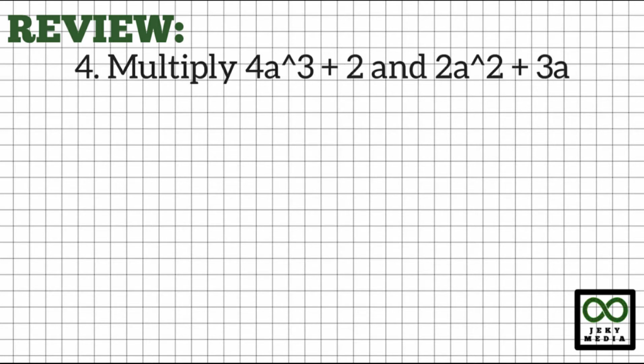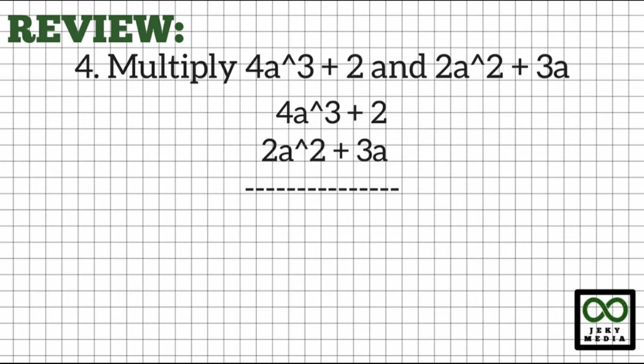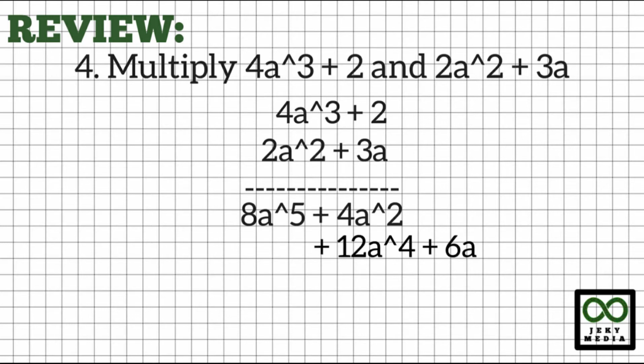Number 4. Multiply the quantity 4a cubed plus 2 and 2a squared plus 3a. Multiply the first terms of each polynomial. 4a cubed times 2a squared. The product is 8a raised to 5. 2a squared times 2 equals 4a squared. 4a cubed times 3a equals 12a raised to 4. 3a times 2 equals 6a.